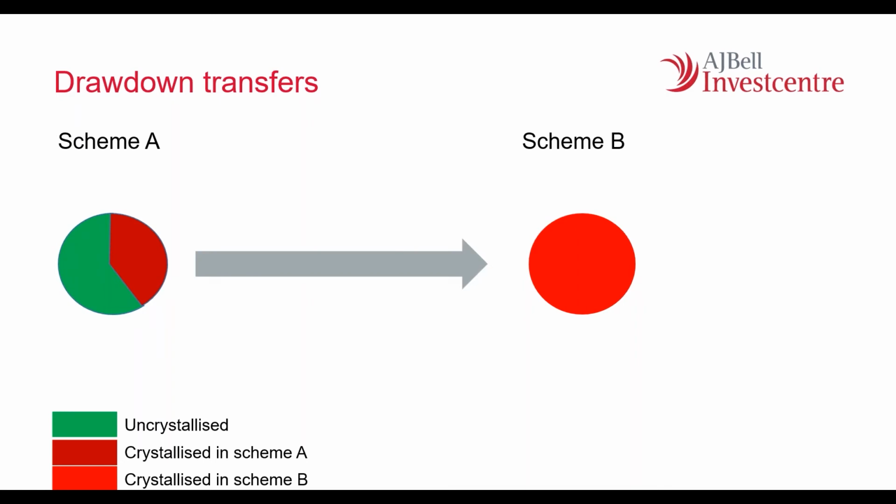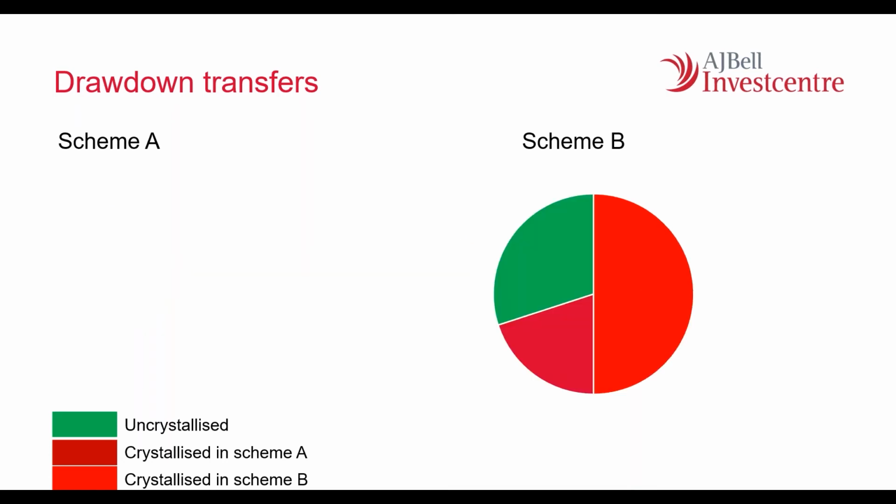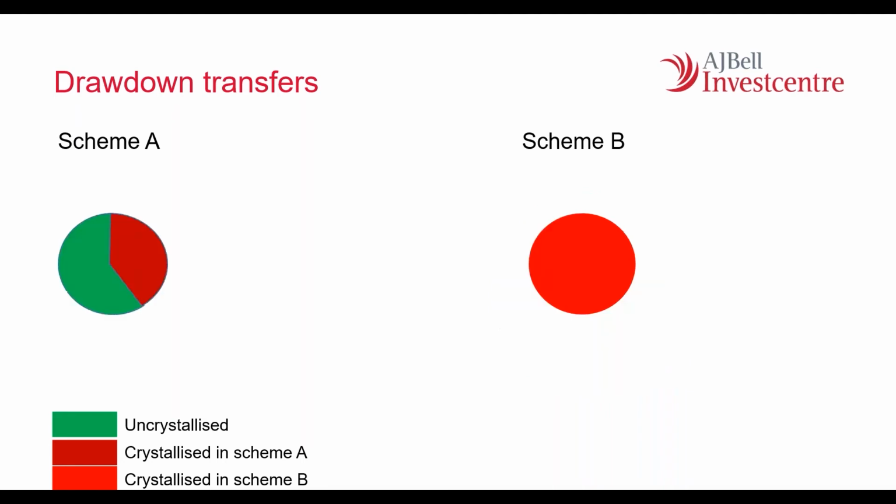Now, you might be just doing this, say, if it's purely a consolidation exercise with no further crystallisations. What would happen is that would all come across and you'd end up with scheme B looking something like that. So you would have your uncrystallised element still, you would have a chunk that was crystallised in scheme A, and you'd have a bit that was crystallised in scheme B. You can't merge those two crystallised bits because they've been crystallised under different schemes, so they have to stay in separate arrangements. So that's what that will look like.